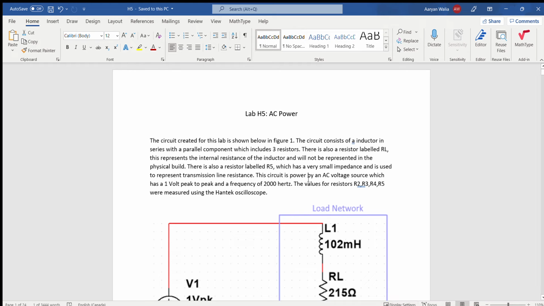Okay, so welcome to Lab H5 AC Power. In this lab, we're gonna explore a problem that arises when you're hooking up electronic devices to a power grid. Basically, when you hook up an inductor to a power grid, there's a backlog of power, and this is known as the reactive power. This causes interference in the transmission lines and basically ends up wasting energy and money.